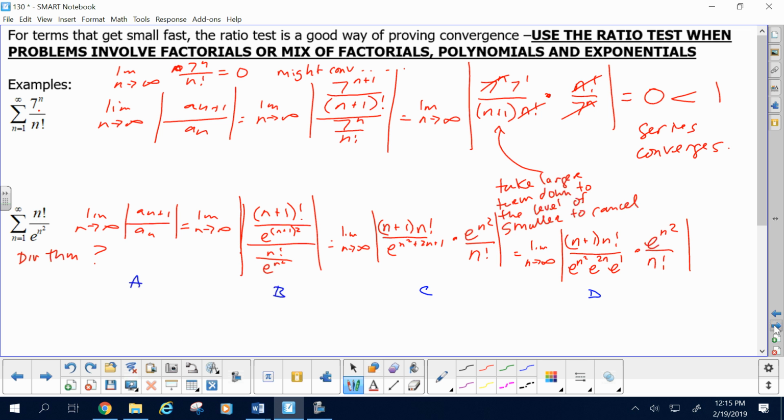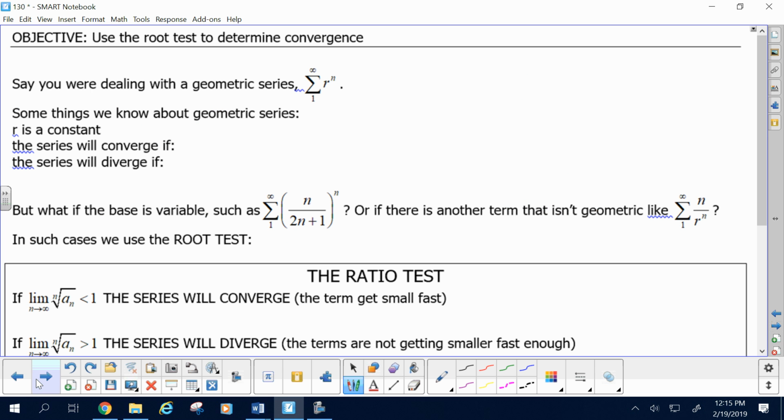Okay? All right, so in step D, I tried to break it up so that I could get some like terms. That leaves me with n plus 1 over e to the 2n. The e is nice, but it doesn't do much. So which wins, the n plus 1 or the e to the 2n? e to the 2n. And so this limit goes to 0, which is less than 1, and therefore this series converges. Sorry, converges. All right. Are you with me? Okay, let's go on.